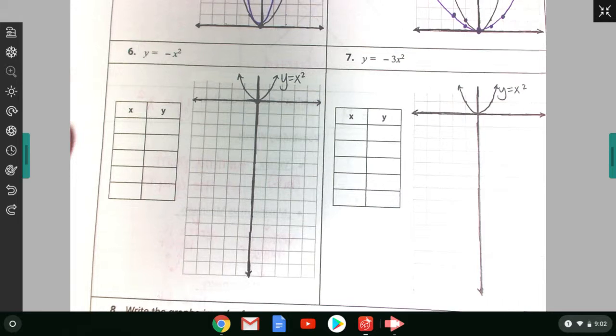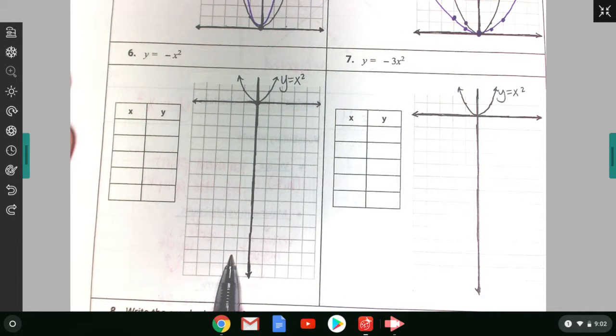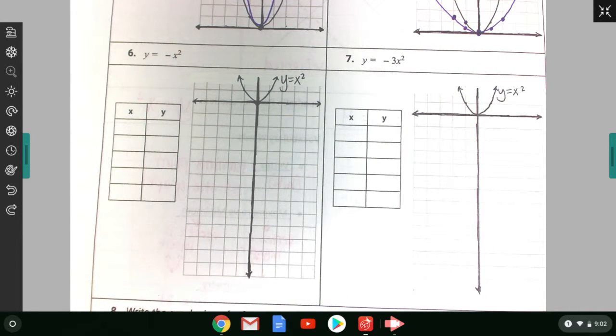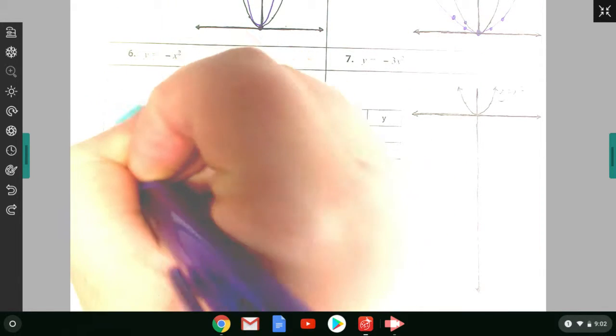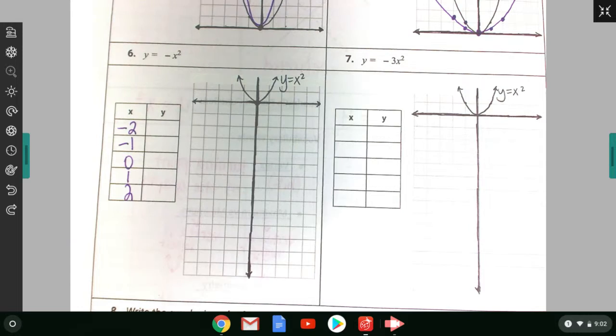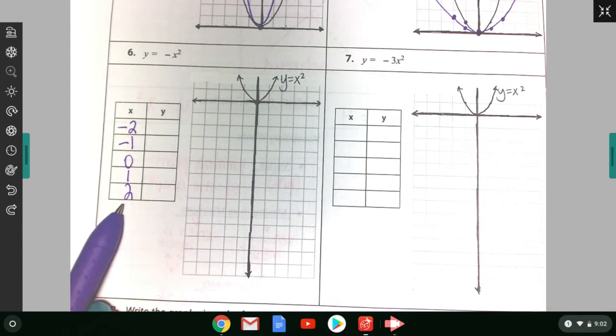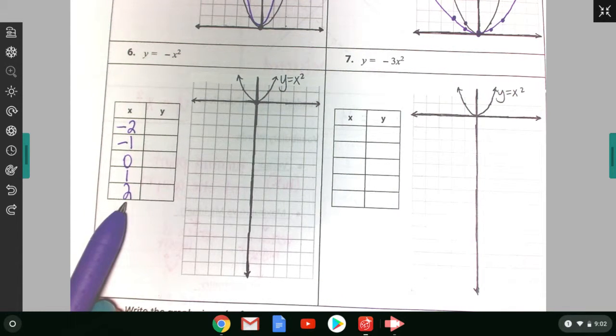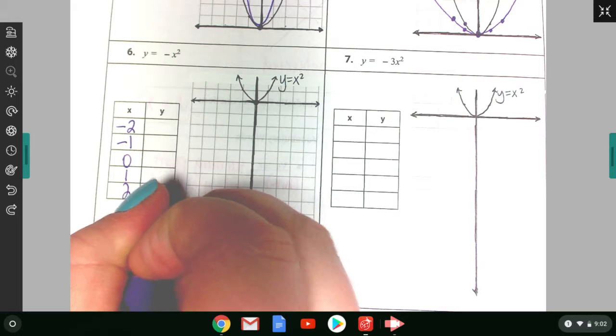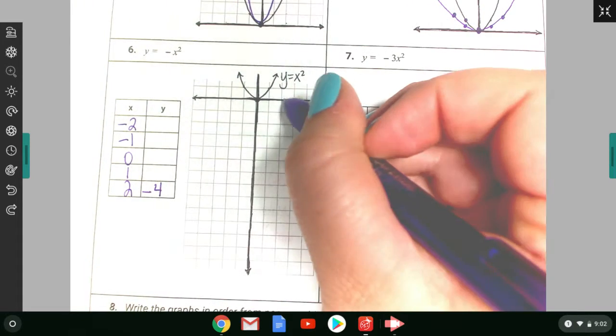Let's see what happens if it's negative. So notice my axis changed a little bit. It's almost like I know what's going to happen here. Let's plug in those points we've been using, -2, -1, 0, 1, 2. If I start with my positives, if I plug in a 2, I've got -2 squared. So that's 2 times 2 is 4, and then make it negative. So 2, -4.